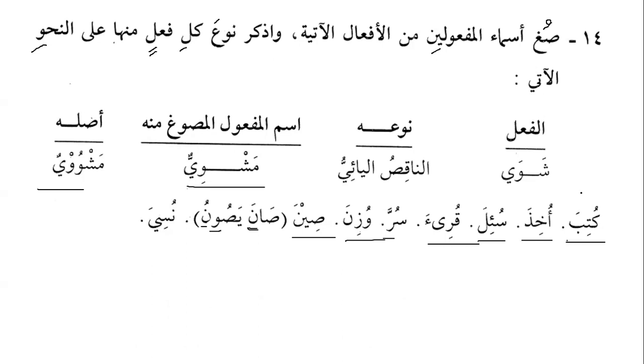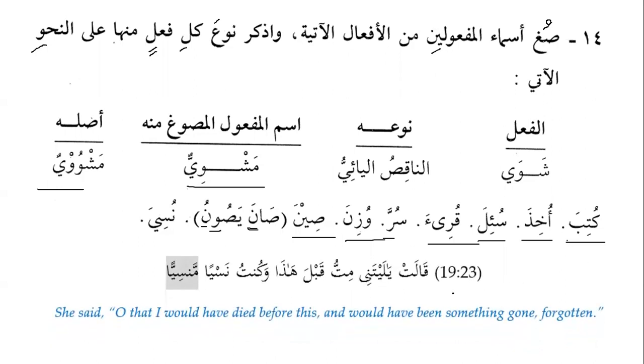Mansiyun. Yes, so قالت يا ليتني مت قبل هذا وكنت نسيا منسيا, as we can see over here. She said, "Oh, that I would have died before this," referring to Maryam alayhi salam, and would have been something gone, forgotten. So everything that we are learning is for a reason. If you're able to figure out all these minor things, in fact, they are not minor. They will help us a lot to know in what context it is used.